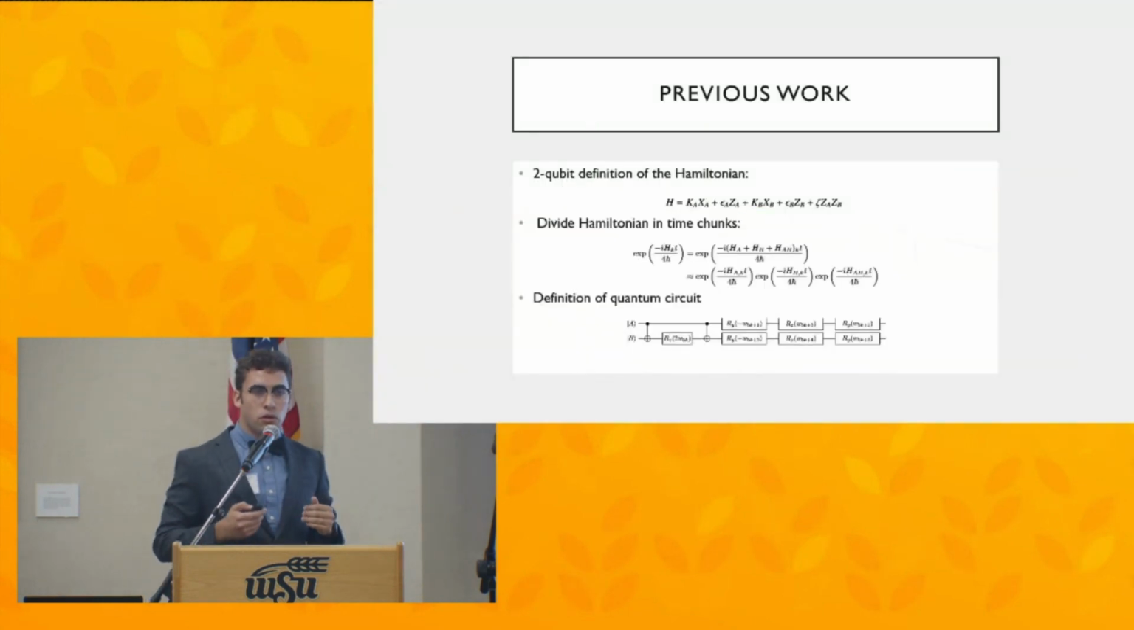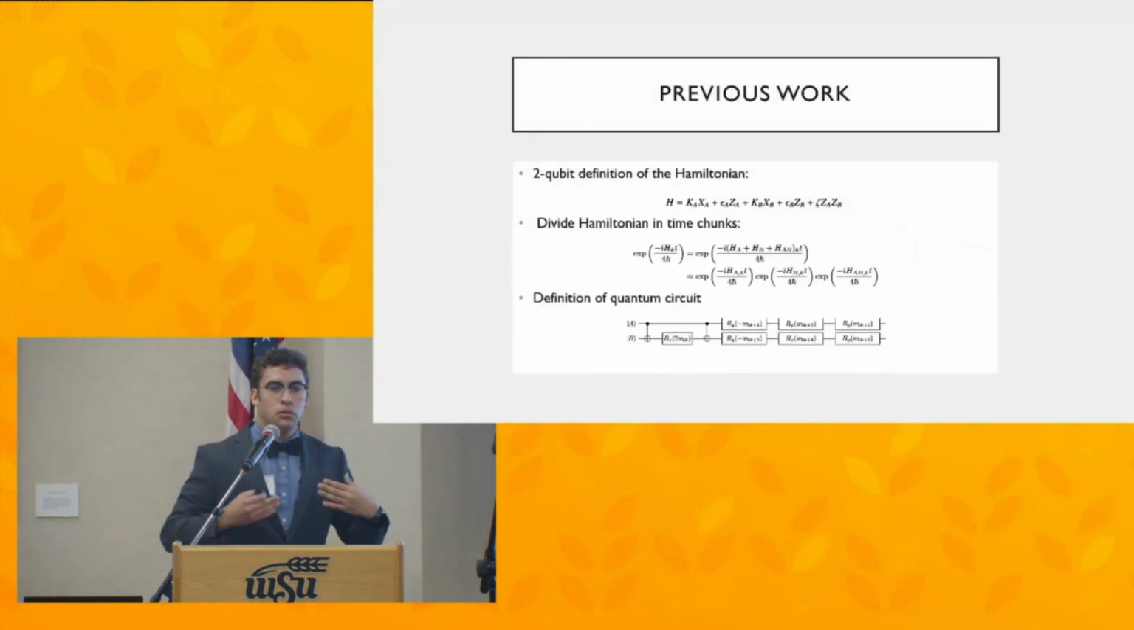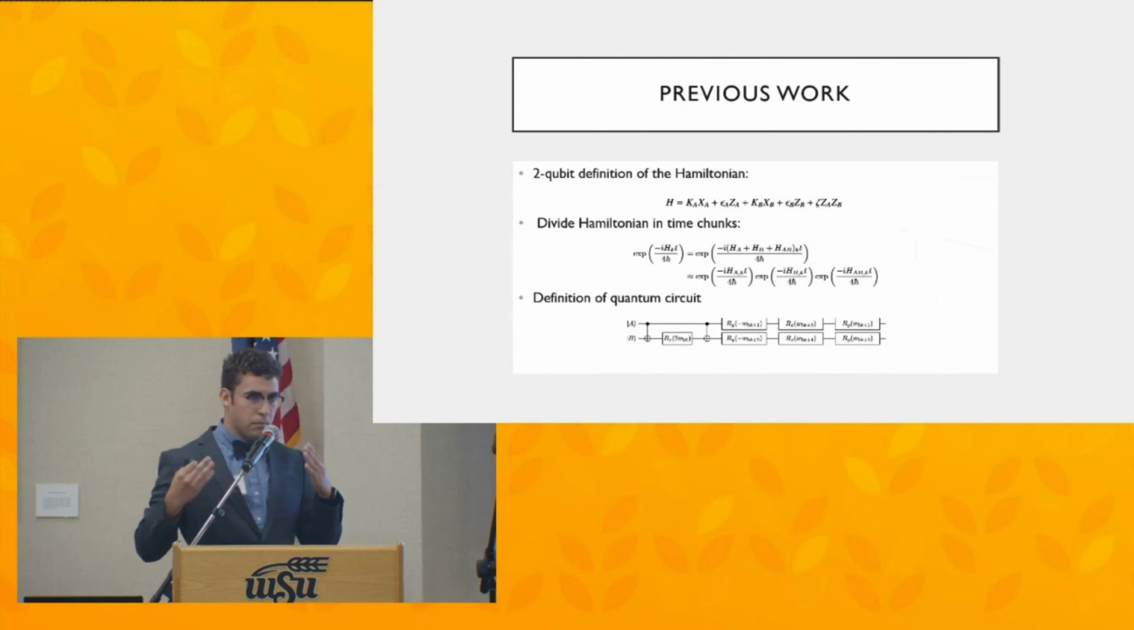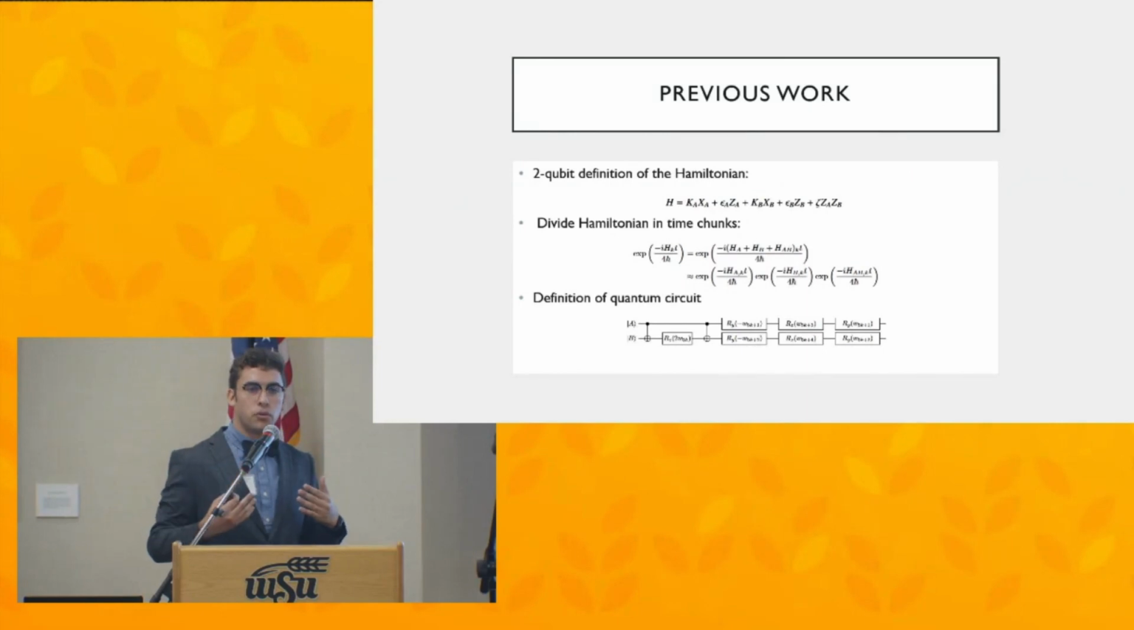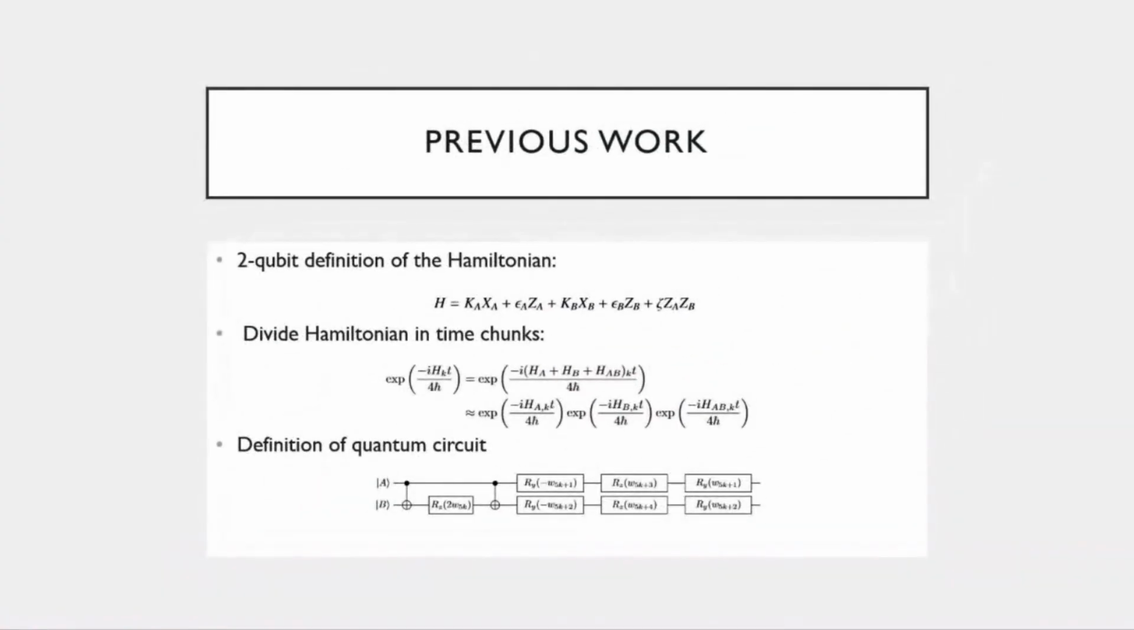So, previous work done for this project. Basically, I am working with something that other students in the research group that I am working for did in the past. First, they also started with the 2-qubit case, and they defined a Hamiltonian. A Hamiltonian is a time evolution operator. I will touch on that a little bit more in the next couple of slides.